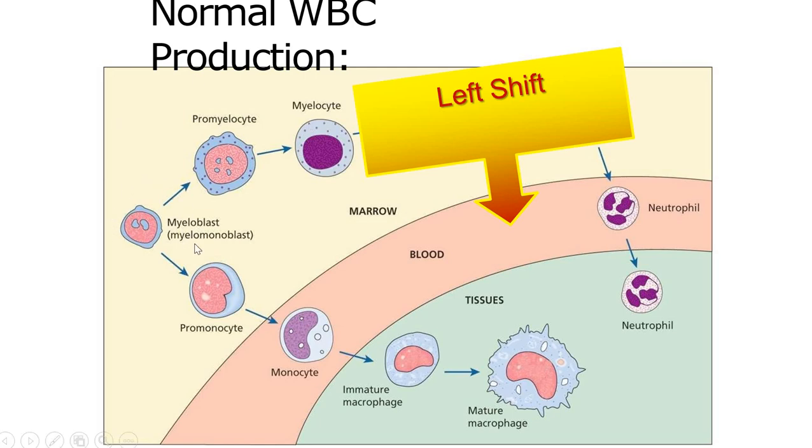So this is the myeloblast, which is the most primitive cell, and from the myeloblast develops the promyelocyte, the myelocyte, the metamyelocyte, the band form, and then finally it forms a mature neutrophil which circulates in the blood. Similarly, from the myelomonoblast develops the monoblast, the promonocyte, and the monocyte which circulates in the blood.